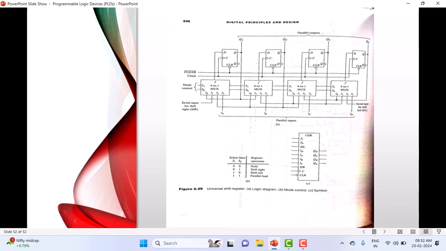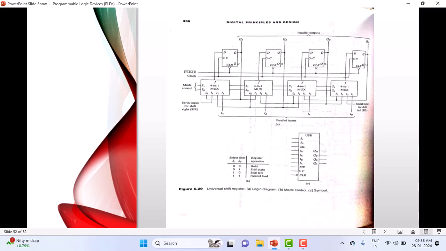When it is 0, 0, what happens? It is holding. It will not move data. When it is 0 and 1, it will do shift right. Check the operations by going to this. S1 is 0, S0 is 1: it will do shift right. 1, 0, it will do shift left. 1, 1, it will do parallel load.